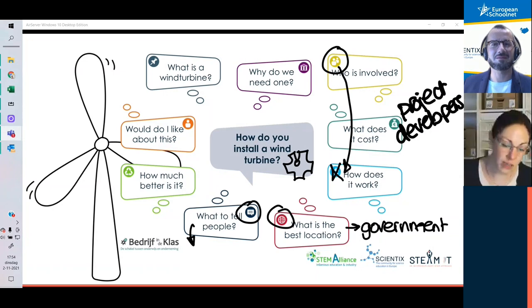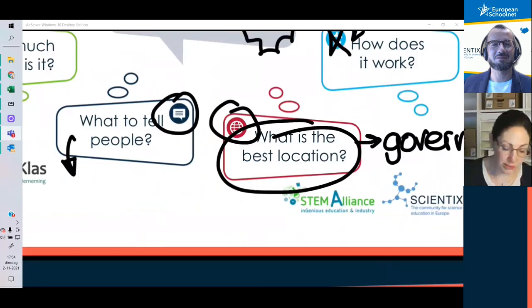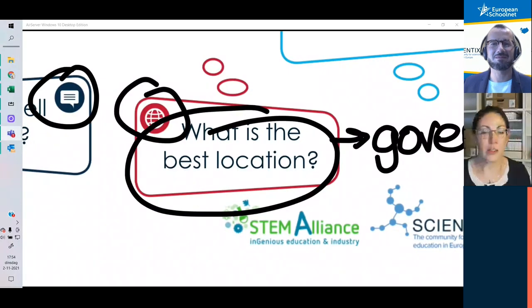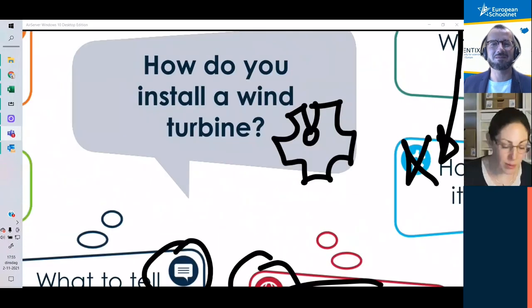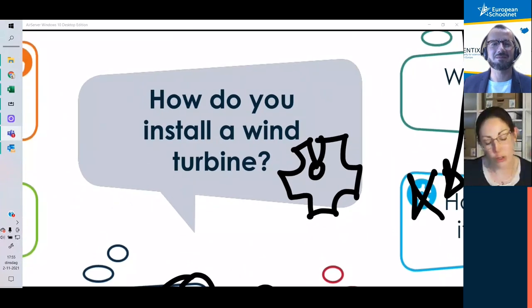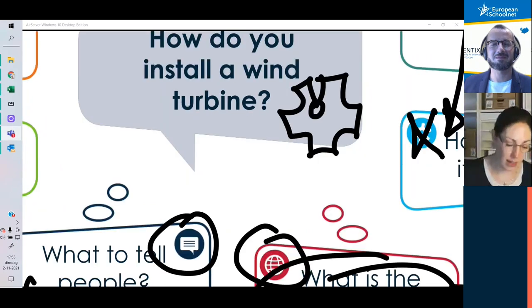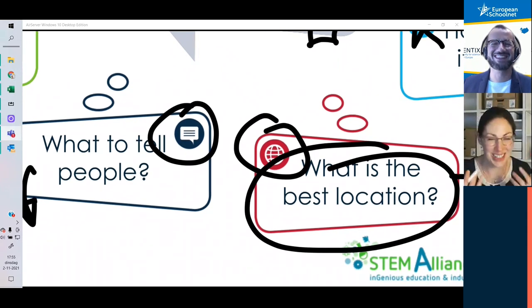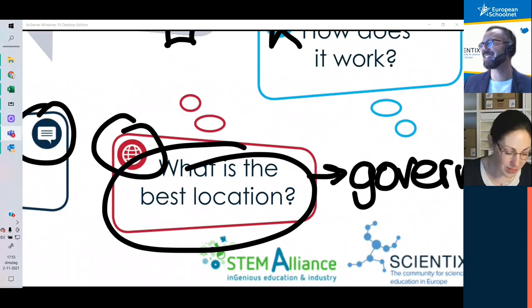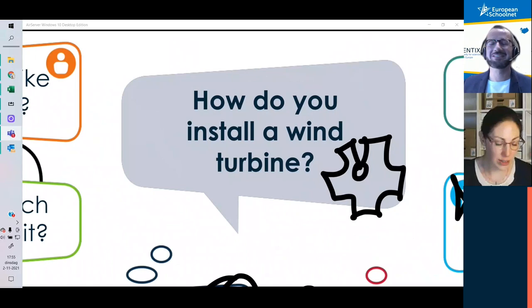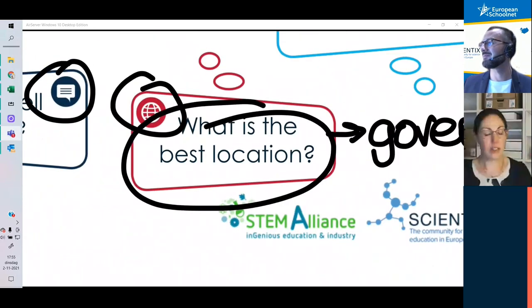But you can also make it really small by just choosing one question. What's the best location? I think it's important that you tell the central question, but you don't have to research it and chew on it, as we say in the Netherlands. You just chew on it. So we say, well, this is the central question, but in our case, we're just going to go by what's the best location for a windmill.